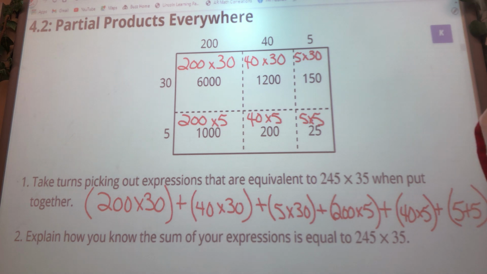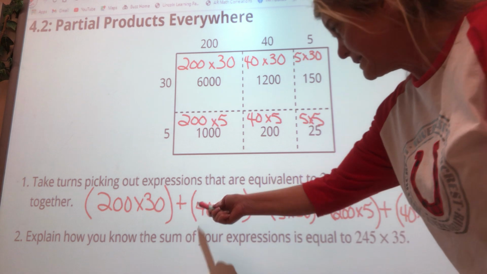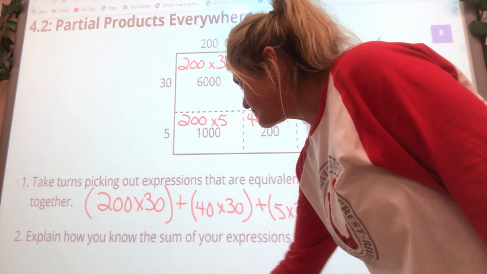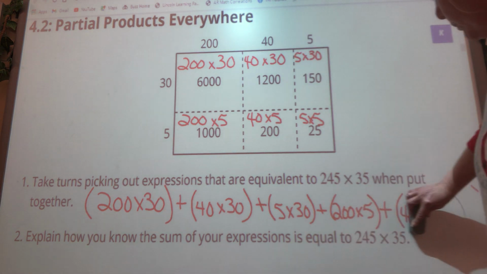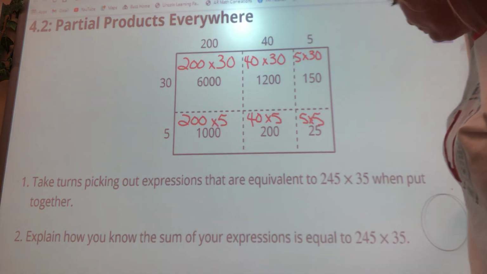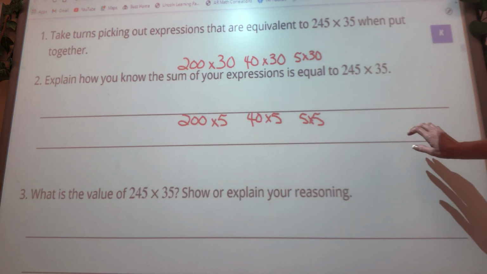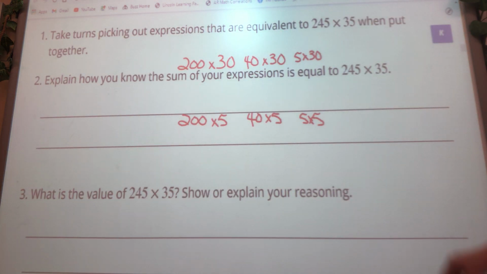That looks hard, doesn't it? That looks like a hard expression, but you know what? All it is, we're just summing them up. So if I just added all of these together, there's my expression. There's a long expression to represent 245 times 35. Okay? And then it says, what is the actual value?